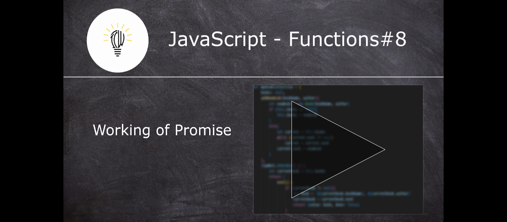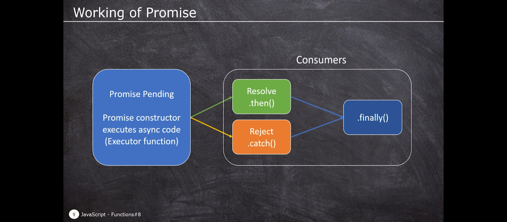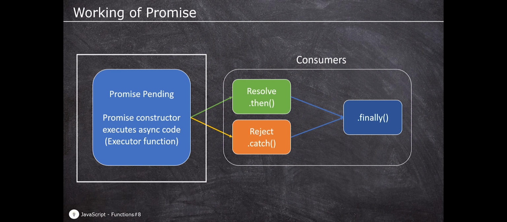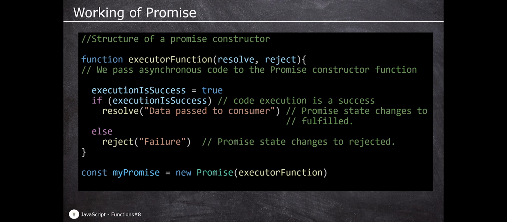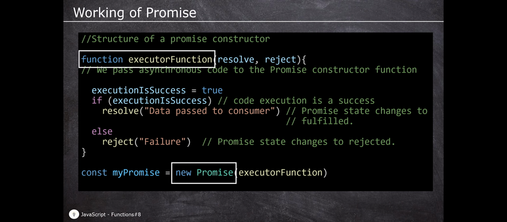Now we will understand the working of a promise. A promise connects 2 parts of the program, the asynchronous code, which we call the executor function, and the other part of the code which depends on the completion of this asynchronous code, called consumers. Let's go into more detail with some pseudocode. Now to create a promise, you have to use a promise constructor. This constructor accepts a callback function that executes the asynchronous operation. This callback function is called the executor function. You can give any name to this function, and this constructor returns a new promise object.